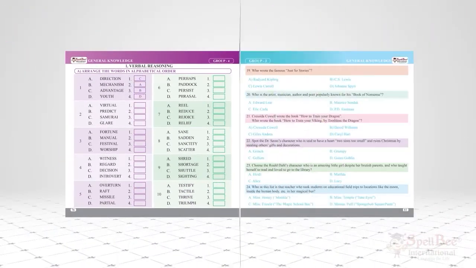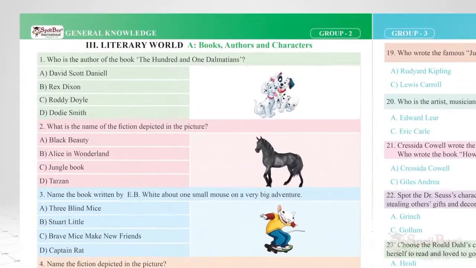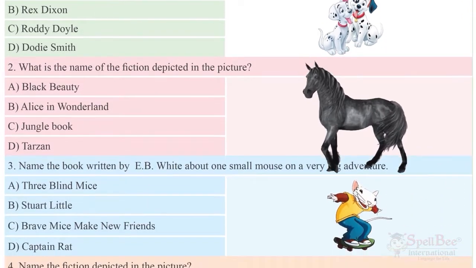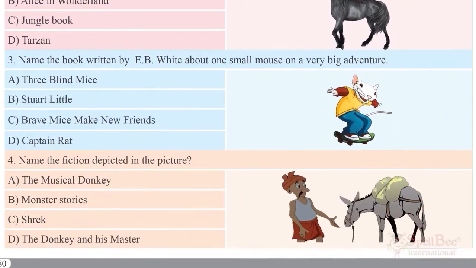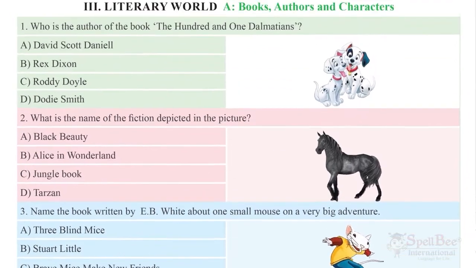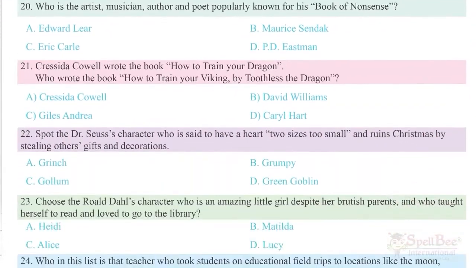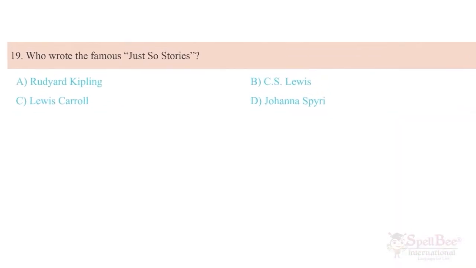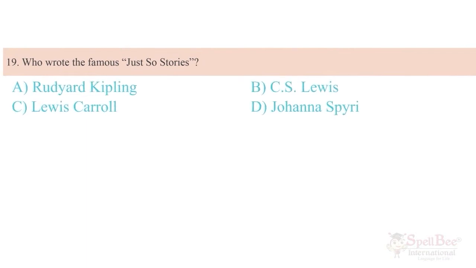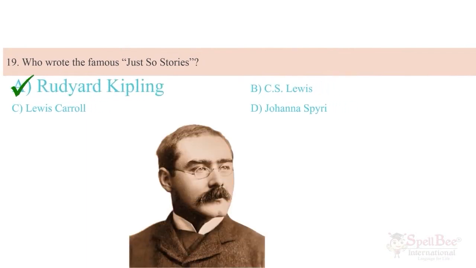And now we are moving on to literary world. The books, authors, and characters you should be familiar with for your age. Younger grades will have some questions based on pictures, and for all the grades, only the books, authors, and characters recommended for your age will be there. So who wrote the famous Just So stories? The answer is Rudyard Kipling.